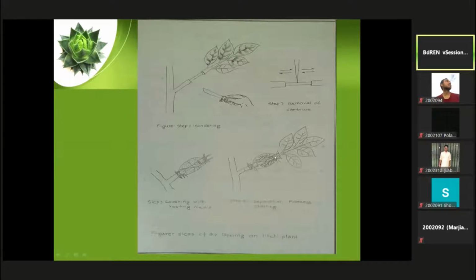From this point, that means from the cambium, roots will be produced. Not from xylem, and not from the bottom part, but from the upper part. So what's the way the roots are being produced?